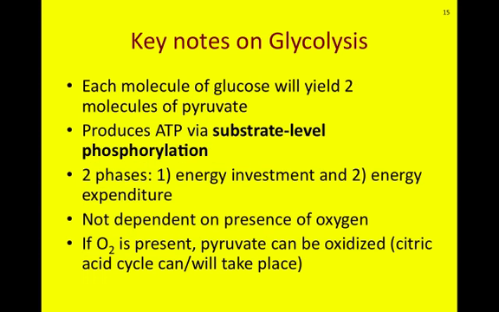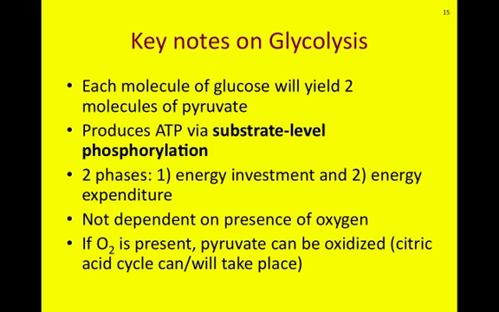Just some takeaway keynotes again. Each molecule of glucose will yield 2 molecules of pyruvate. ATP is produced in glycolysis. Remember, we're still in the cytoplasm. All this takes place in the cytoplasm and produces ATP in glycolysis via substrate level phosphorylation. If you're not familiar with that, go back and read the first part of chapter 9.